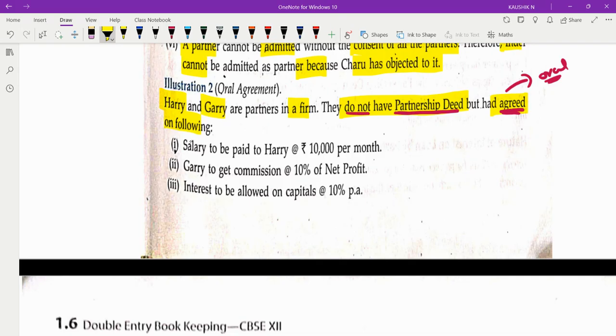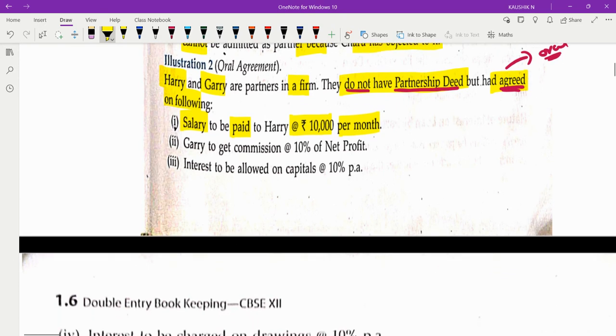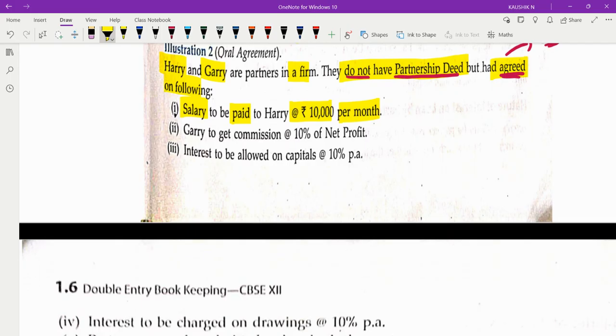Okay, first one, what is it? Salary. Yeah. So here it is mentioned like salary to be provided at the rate of 10,000 per month. Now tell me whether salary is allowed or not allowed in this category.